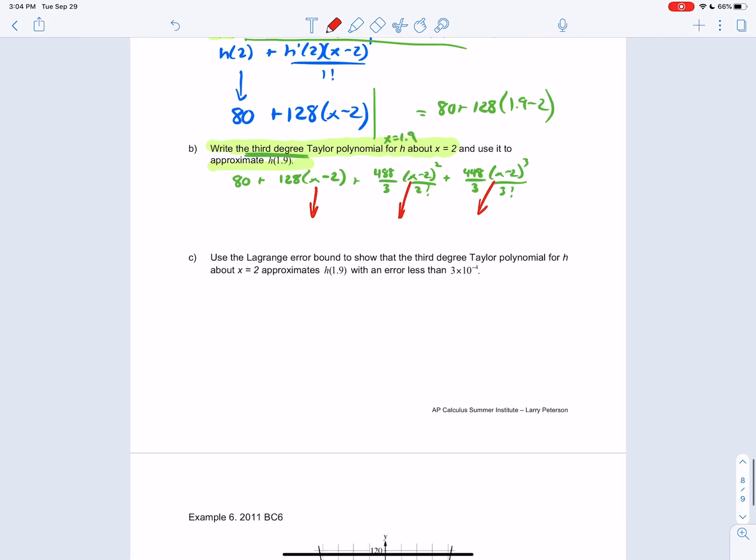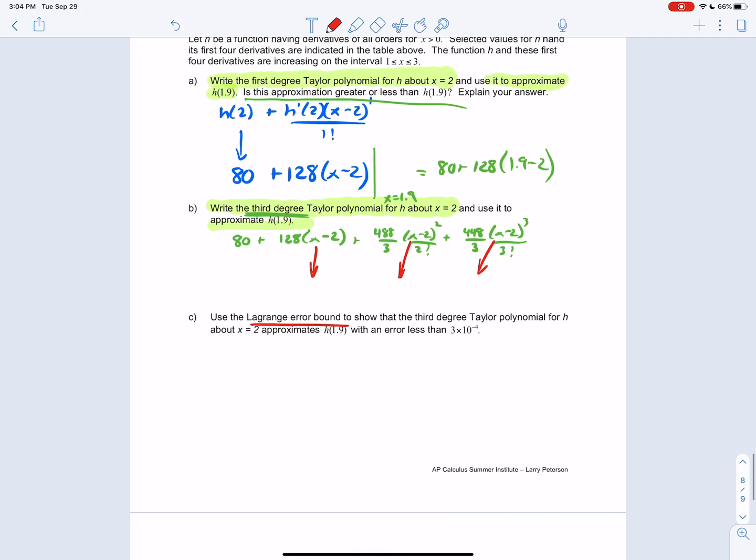Okay. Use the Lagrange error bound. They were nice enough to tell us to use the Lagrange error bound. But if you noticed, this series does not alternate. So you know that you have to use the Lagrange error bound. So they were nice about it. To show that the third degree Taylor polynomial for h about x equals 2 approximates h of 1.9 with an error less than 3 times 10 to the negative fourth. Okay, in other words, the moment you guys hear the word error, we're doing this. Okay? Has to be less than.